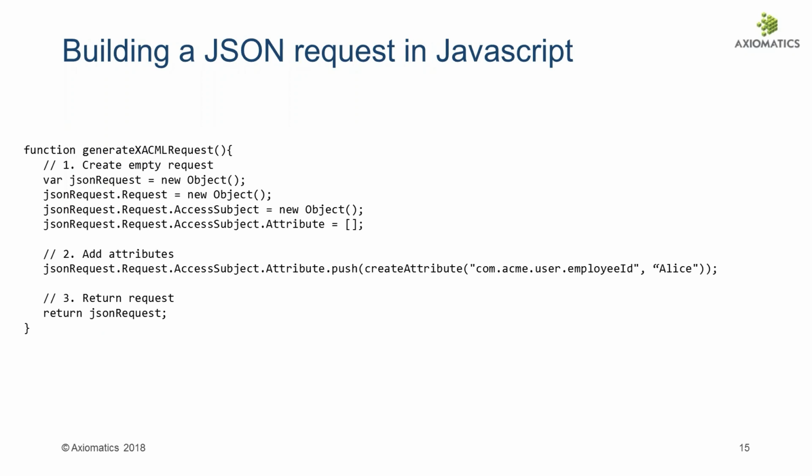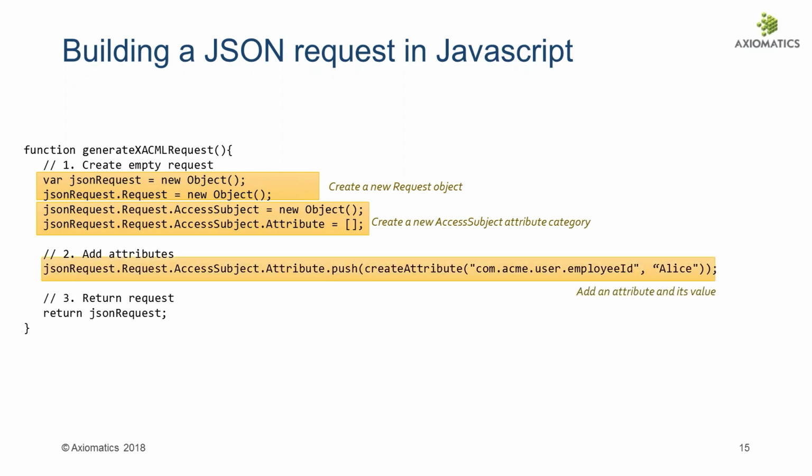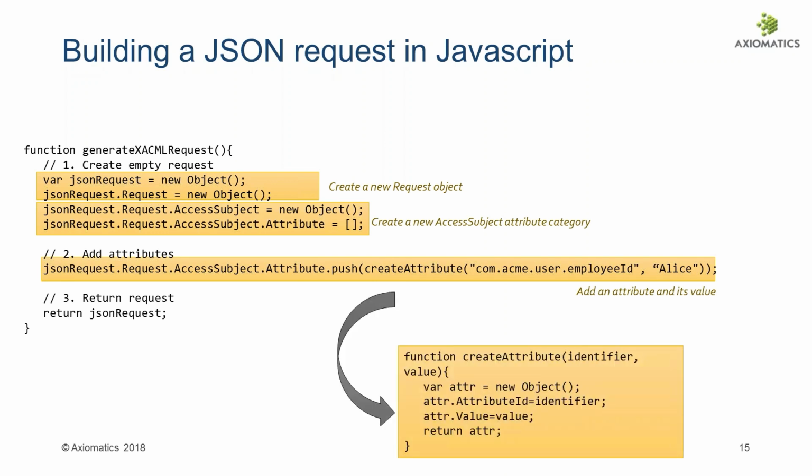It's very small, right? And here we're benefiting from the fact that you can directly serialize a JavaScript object into its JSON representation. So here I'm creating a new object. I'm adding a new category, the access subject part. And then on that, I'm adding a new attribute. And then I have a sub function called create attribute. And here's the detail of the sub function.